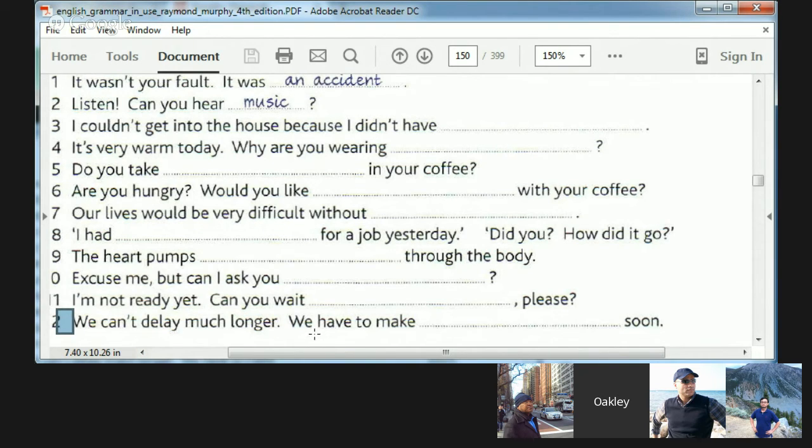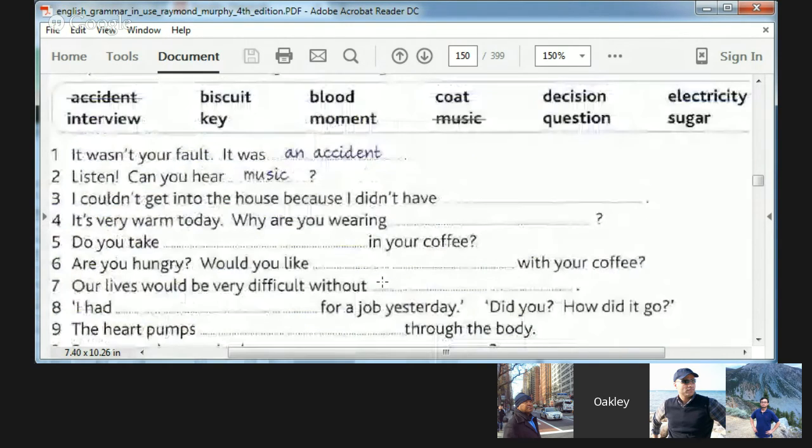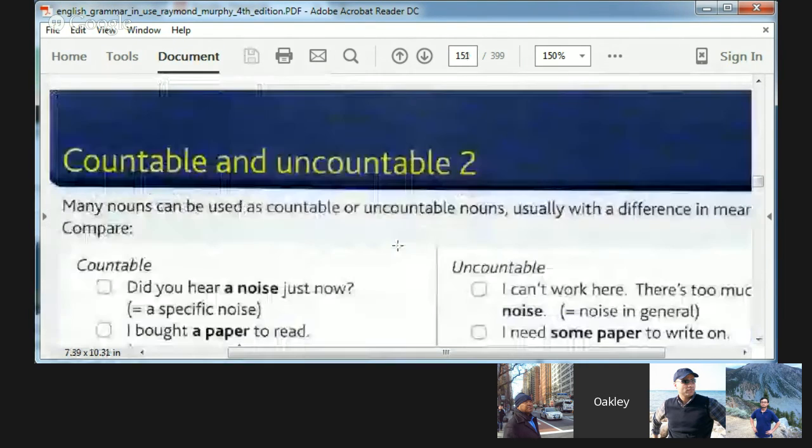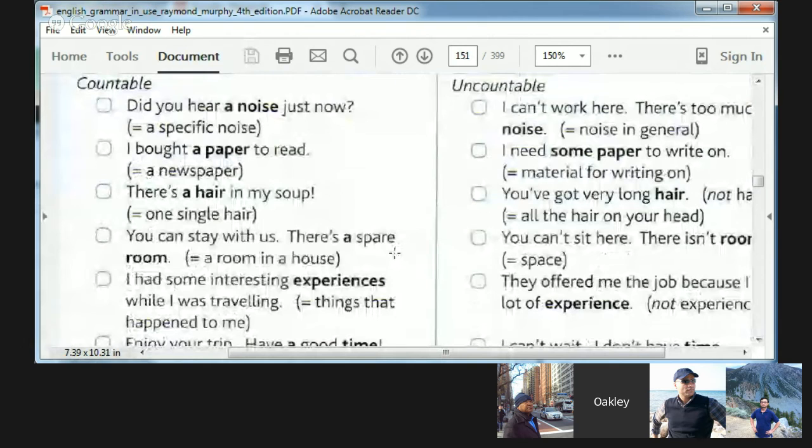Hogan, last one here. We're gonna move on to other stuff. We can't delay much longer. We have to make a decision soon. I didn't even see decision up here. Oh yeah, you're right. Okay, we're gonna move on to some other stuff here.